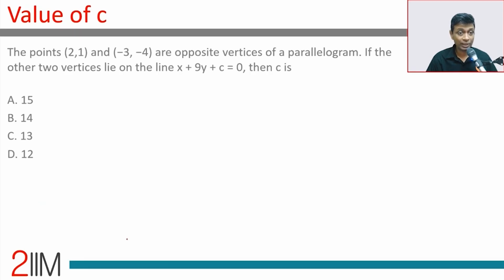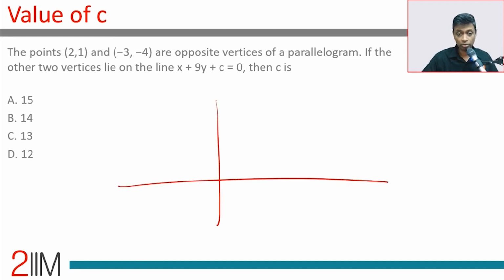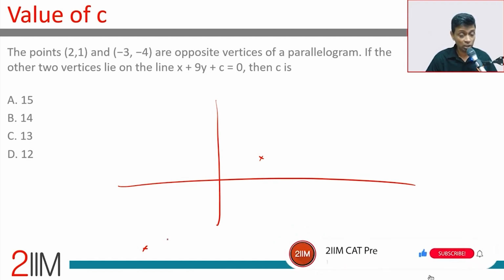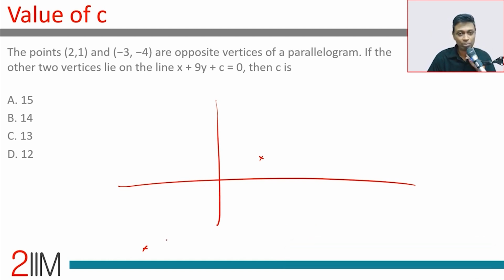Points 2, 1 and minus 3, minus 4. Let's do this. 2, 1 and minus 3, minus 4 are opposite vertices of a parallelogram. If the other two vertices lie on the line x plus 9y plus c equal to 0, that's tricky. X plus 9y plus c is either here or here. So it should be somewhere here, I think.